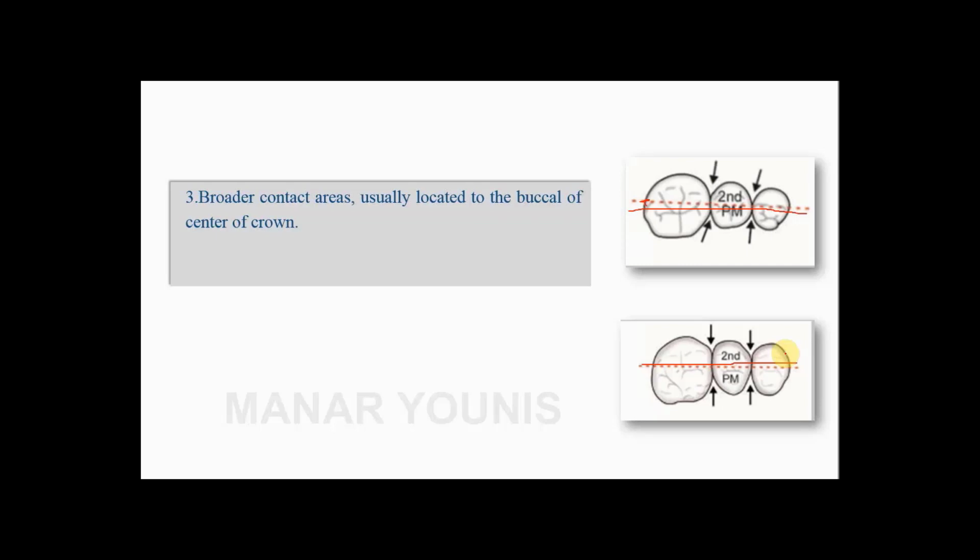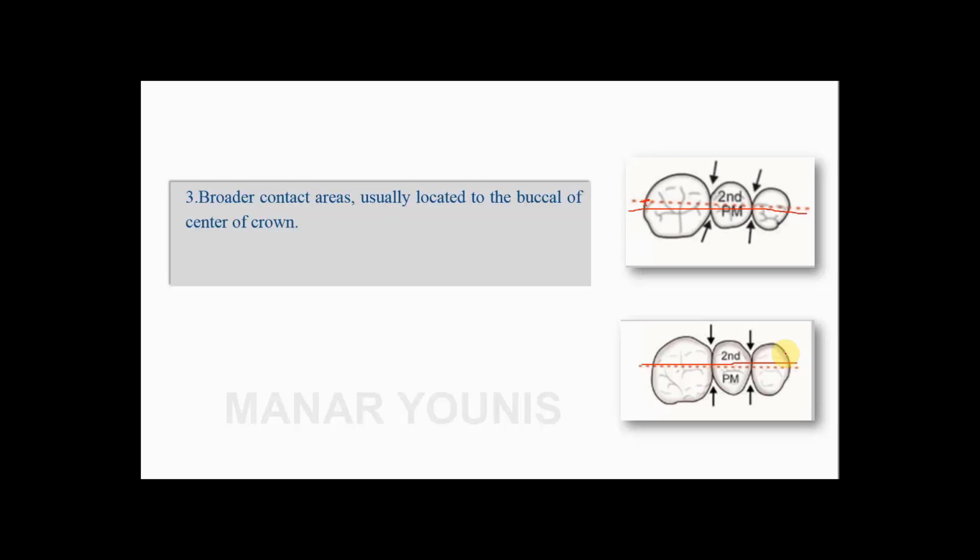Also, we have two or more cusps. Also, there are developmental grooves, pits, and triangular ridges and other anatomical landmarks. As you can see in these figures, this is the mesial and this is the distal marginal ridge of a maxillary first premolar, considered part of the occlusal surface. The same thing is found in the mandibular first molar. This is the mesial marginal ridge and this is the distal marginal ridge. While in anterior teeth, the marginal ridges are considered part of the lingual surface of these teeth.